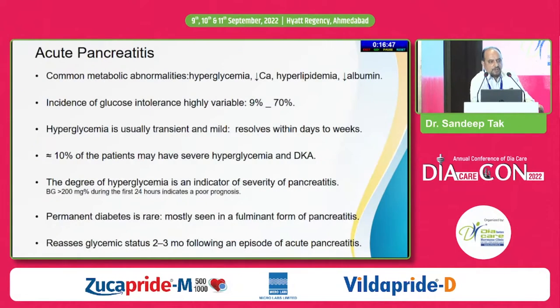Coming to acute pancreatitis, the common metabolic abnormalities associated with it are hyperglycemia, hypocalcemia, hyperlipidemia, and hypoalbuminemia. The incidence of glucose intolerance varies depending upon the severity. Usually hyperglycemia is transient and resolves within a few weeks, but 10% of patients may have severe hyperglycemia or even diabetic ketoacidosis. These patients usually have very severe pancreatitis, and the degree of hyperglycemia within the first 24 hours of presentation is an indicator of the severity of pancreatitis and overall outcome. If blood glucose is more than 200 in the first 24 hours, it indicates the worst prognosis. Permanent diabetes is rare with acute pancreatitis, but it may be seen in fulminant pancreatitis survivors. In these patients, we need to reassess the glycemic status at 2 to 3 months, and maybe annually, because they already have some damaged pancreas.